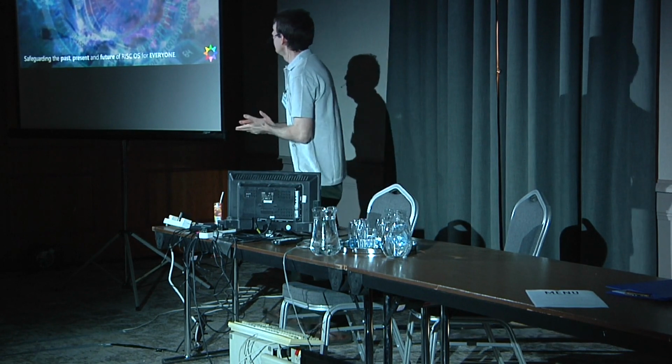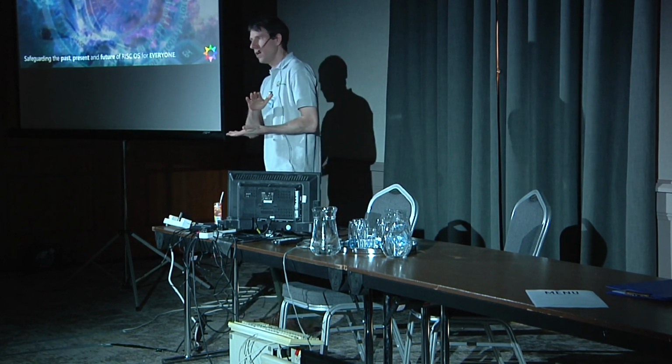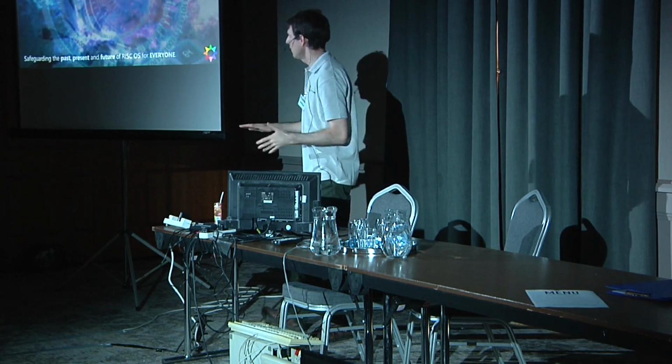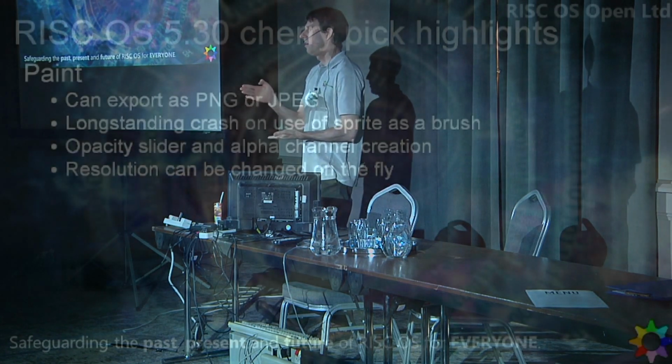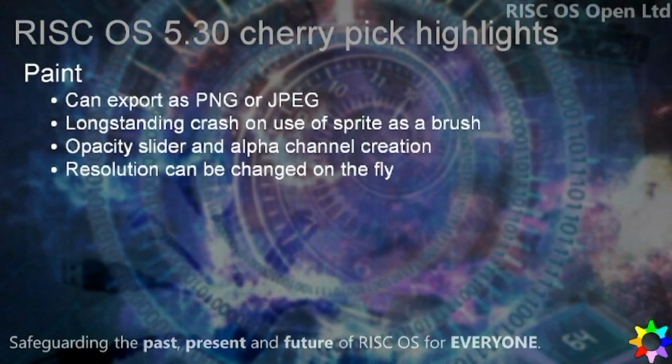So that's very good. There is an opacity slider added so that you can do blending in alpha levels. So rather than just a hard on-off of a sprite, you can have soft gradations, and editing the resolution of a sprite on the fly without having to run it through Change FSI, which is what you currently have to do.